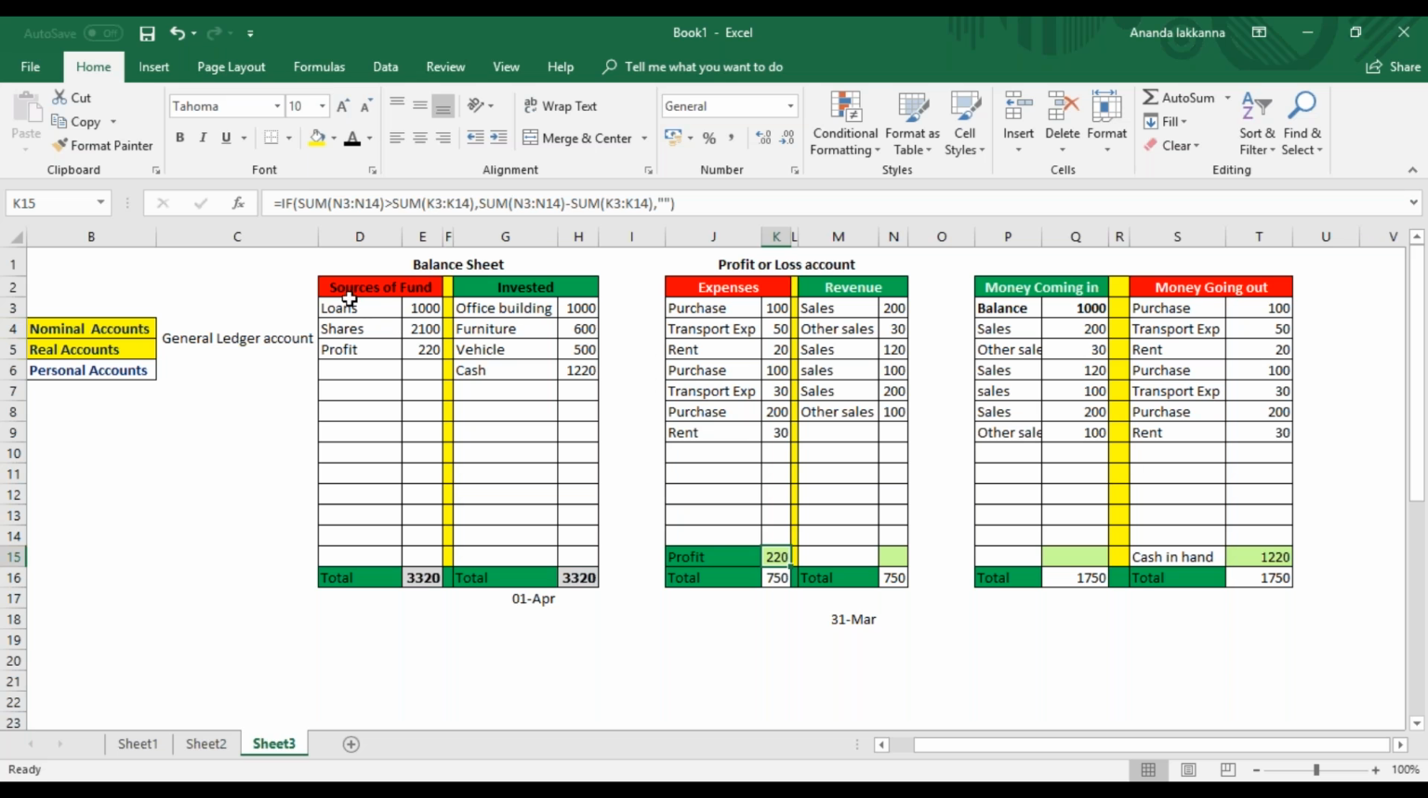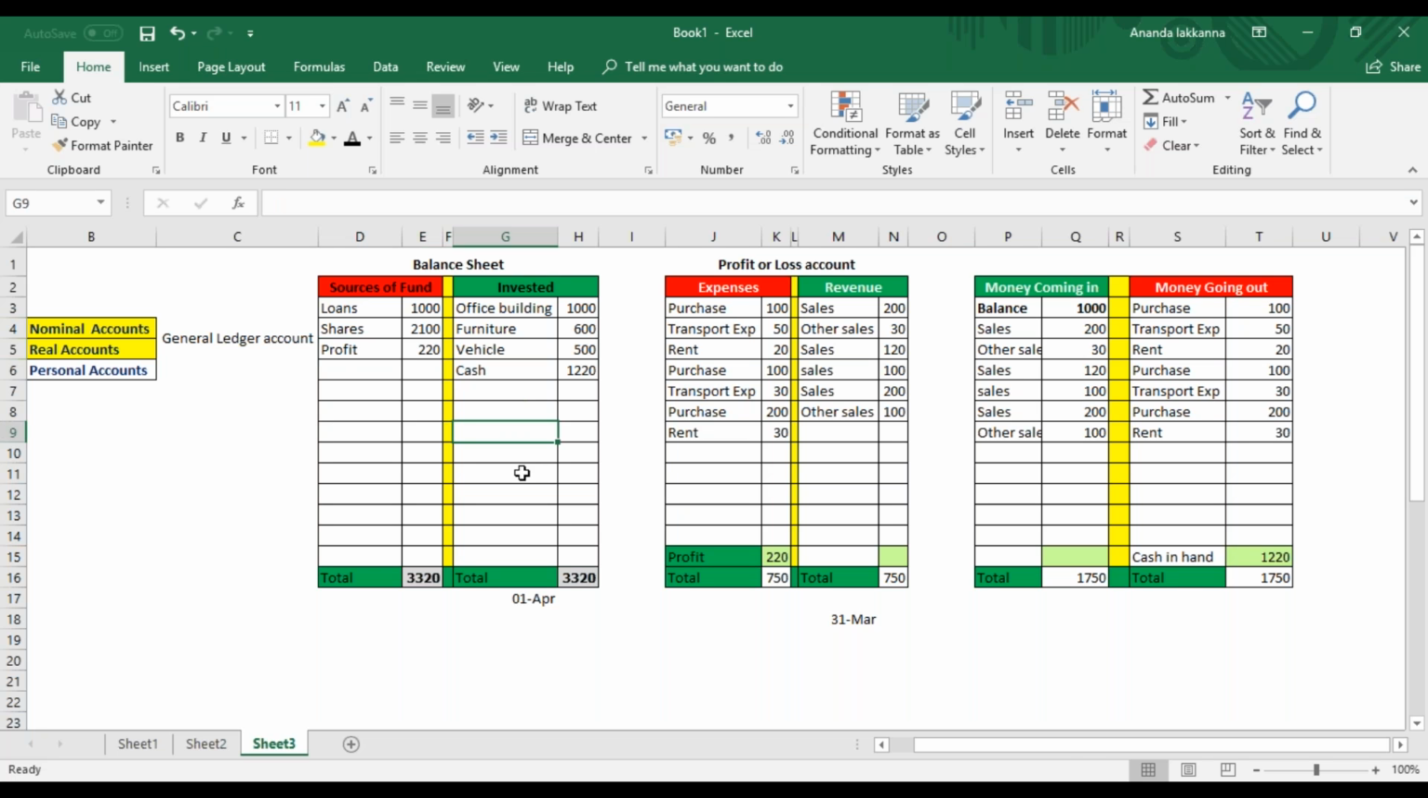So it's very simple: sources of fund and invested are liabilities and assets, and expenses and revenue make up the profit and loss account. When you are making an account, money comes in and money goes out. Whenever you get a profit, your liability is going to increase. Whenever you get a loss, your assets are going to increase.